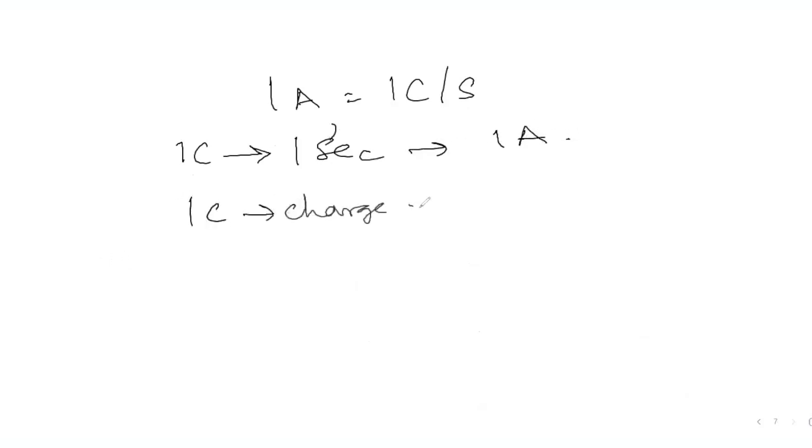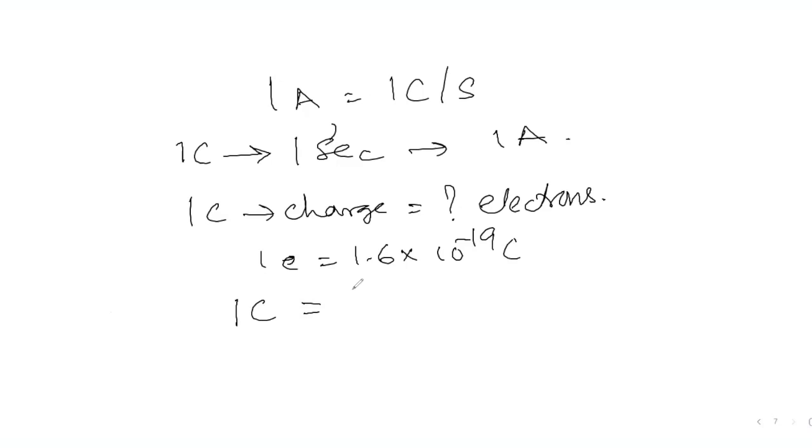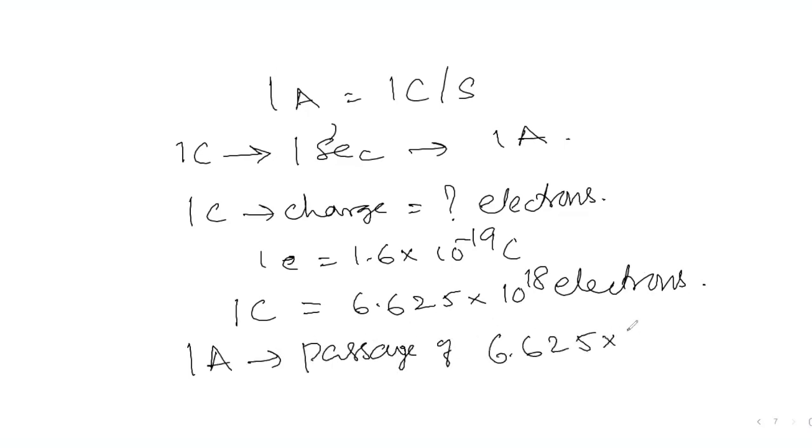1 coulomb of charge is equal to how many electrons? We are discussing the motion of electrons. The charge of 1 electron is 1.6 × 10^-19 coulomb. So 1 coulomb of charge means how many electrons? Yes, 6.625 × 10^18 electrons. For 1 coulomb of charge, we require 6.625 × 10^18 electrons. So 1 ampere of current means the passage of 6.625 × 10^18 electrons in 1 second.